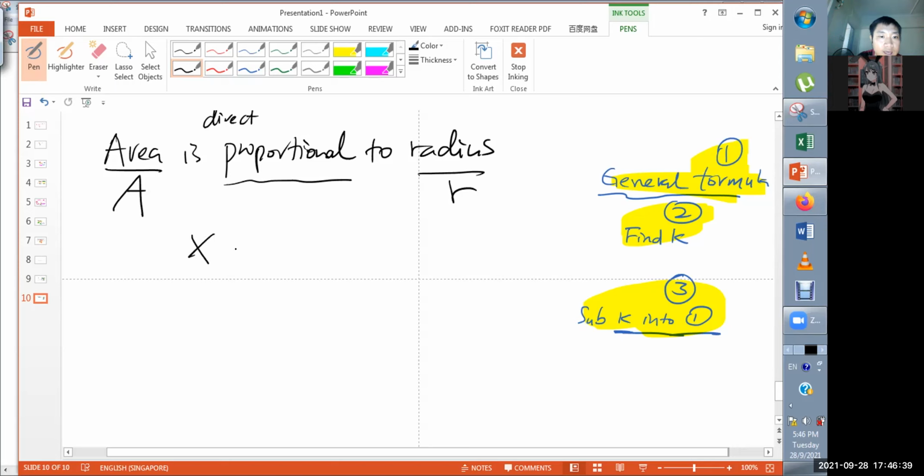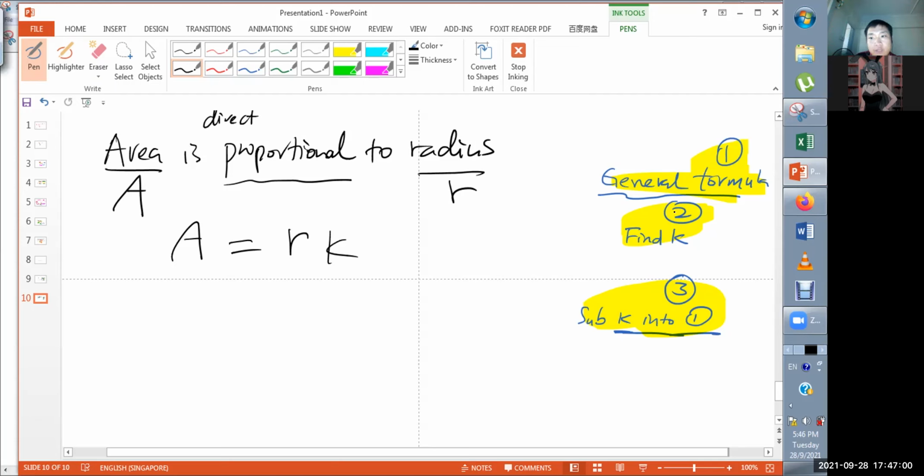In fact, X equals to YK, but in this case, it's not X and Y. So replace the X with A, and replace your Y with R, because in this case it's A and R, nothing to do with X and K, X and Y. Does it make sense now? Okay, good. So now what do you do next?